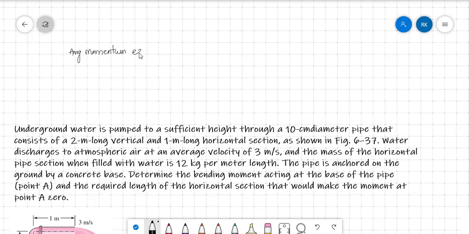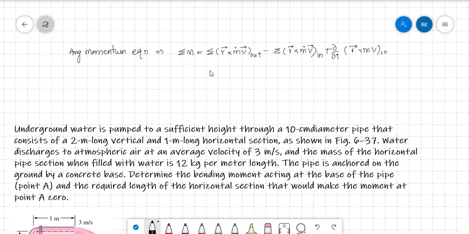Angular momentum equation is given by summation of moments. Summation of moments is equal to summation of r cross m dot v out. This is fluid which is going outside the control volume, that moment, summation of that, minus moment of fluid that is incoming, and plus rate of change of momentum in the control volume. So this is the angular momentum equation.